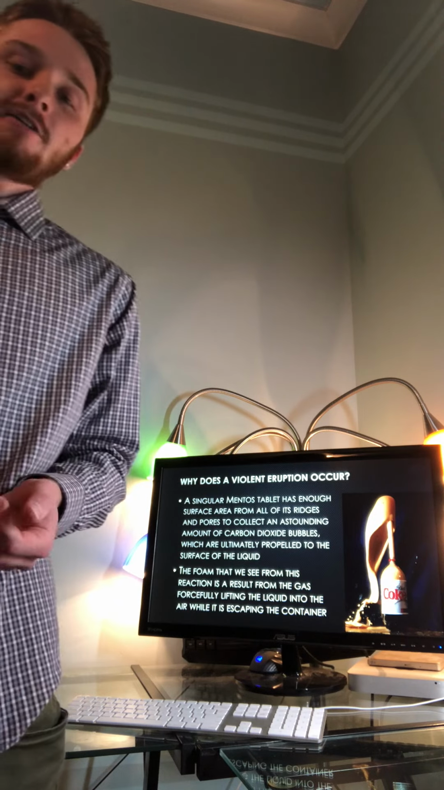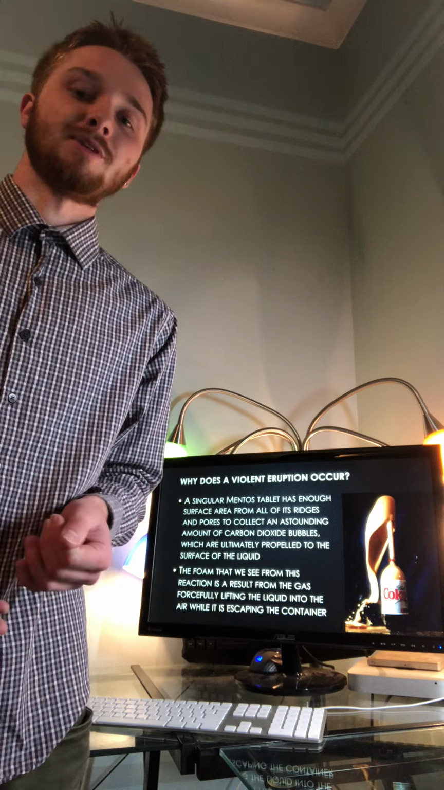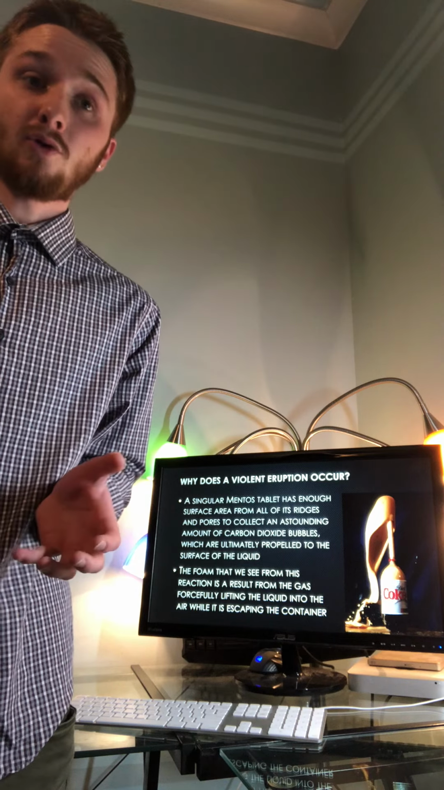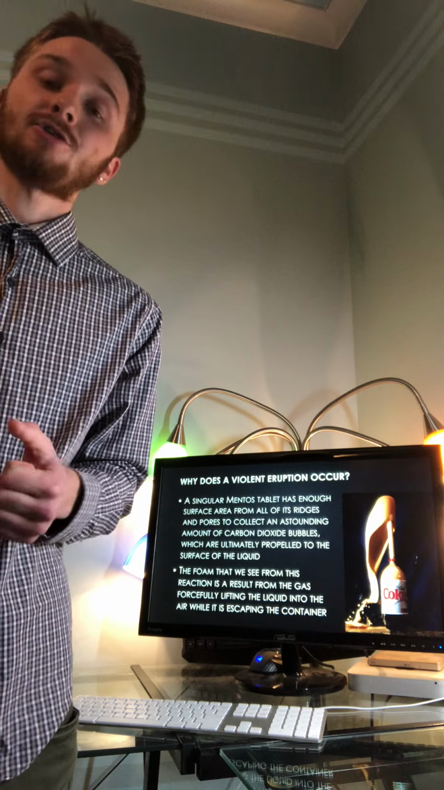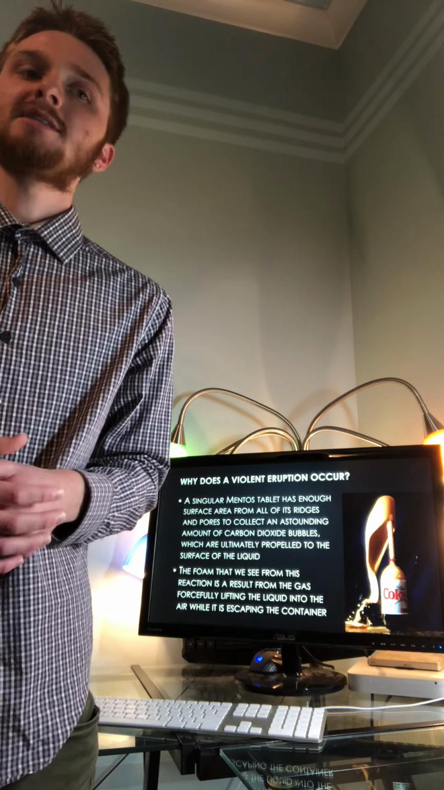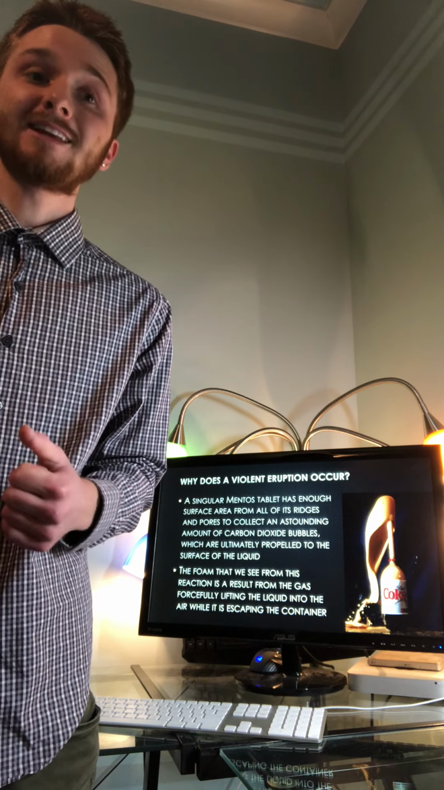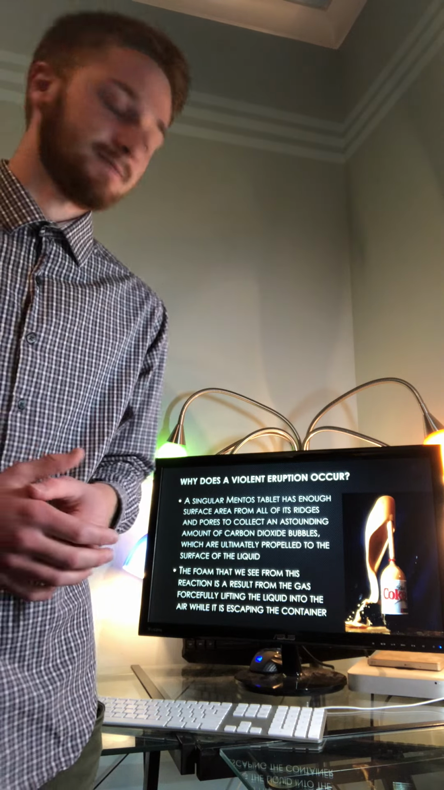So why does a violent eruption occur due to the many nucleation sites available on a Mentos tablet? Well, a singular Mentos tablet has enough surface area from all of its ridges and pores to collect an outstanding amount of carbon dioxide bubbles, which are ultimately propelled to the surface of the liquid. The foam that we see from this reaction is a result of the gas forcefully lifting the liquid into the air as it is escaping the container.